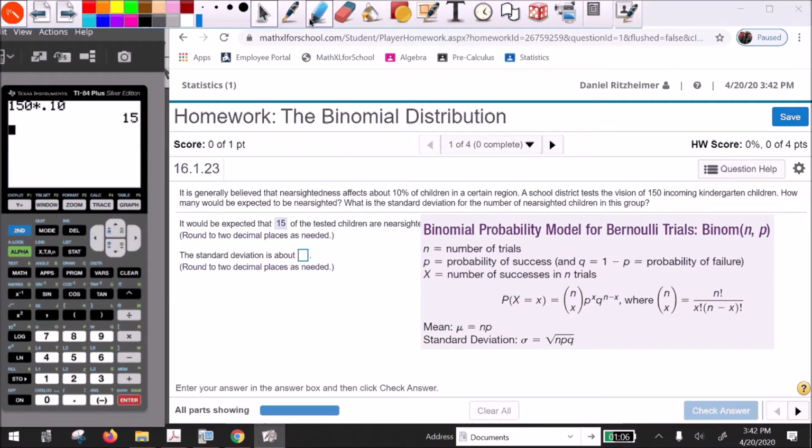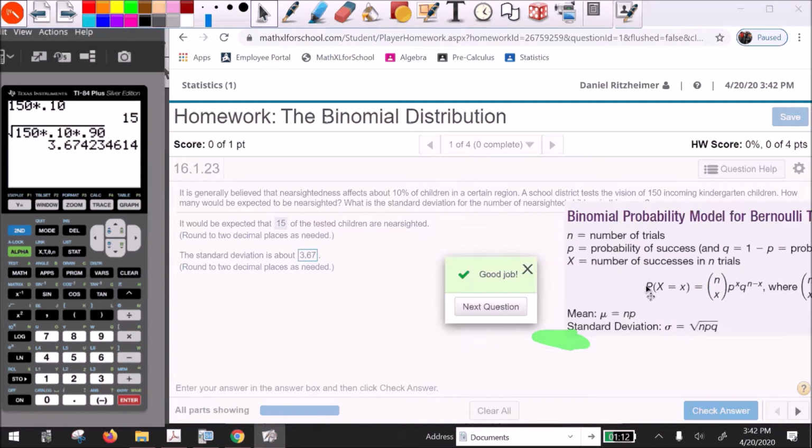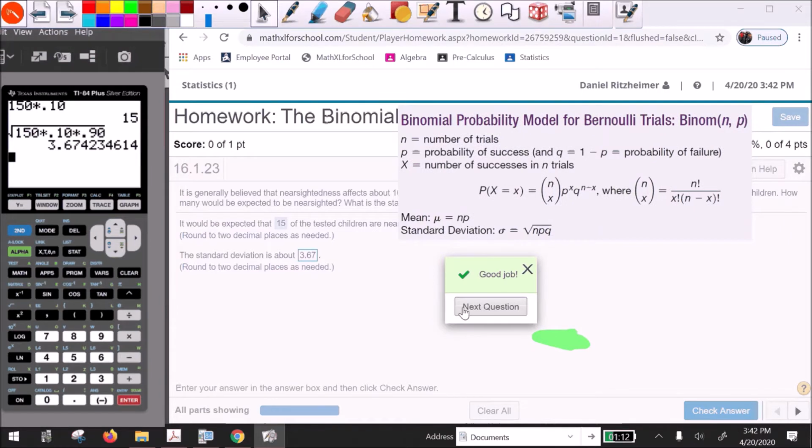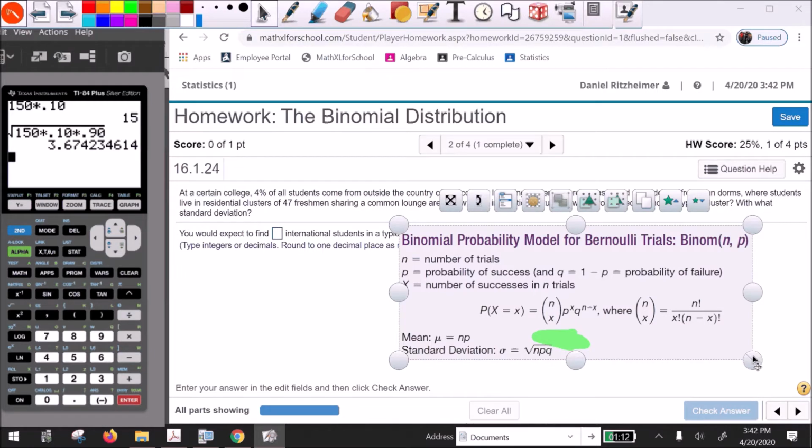So we're going to use this formula right here, the square root of npq. Let me go ahead and type that into my calculator. The square root of 150 multiplied by p, which was 10%, multiplied by the complement of that, q, 90%. And we get 3.67. They want us to round it to 2 decimal places. 3.67. See what we got here. Good job. All right, next question. I'm going to keep these formulas up, but I'm going to make it a lot smaller.